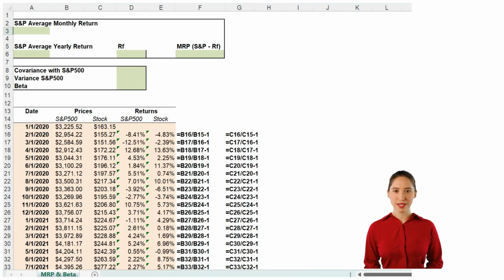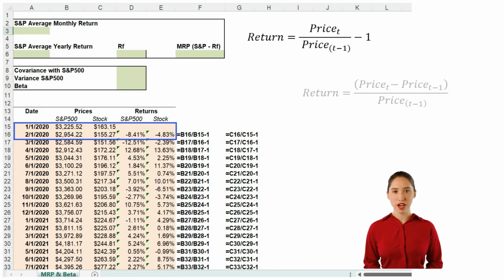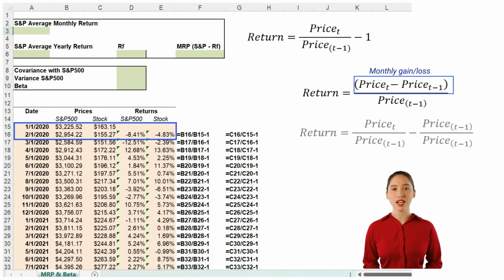Calculating returns is quite simple. For example, to obtain Microsoft's return for the month of February, you divide the price of Microsoft in February by its price in January, and you then subtract 1. You may be more familiar with the following formula, where you divide the monthly dollar gains or losses by your investment. If you expand the formula, you will notice that it is exactly the same formula that we are already using. Let's continue calculating Microsoft returns for the month of February of 2020.